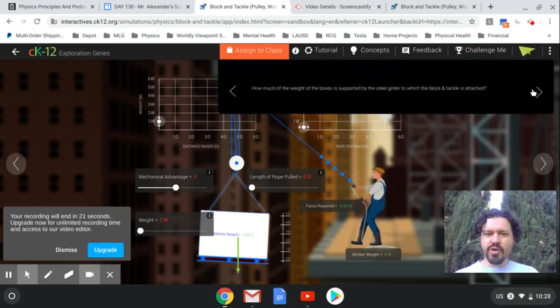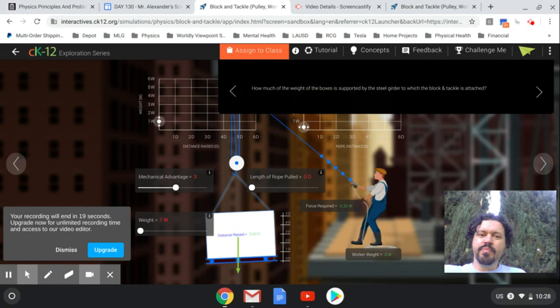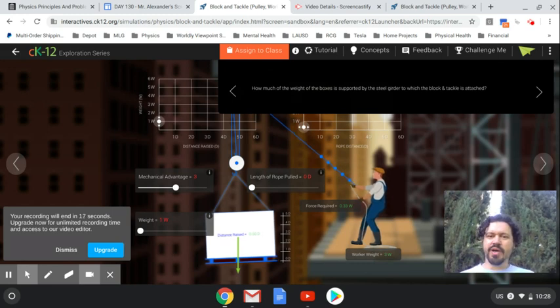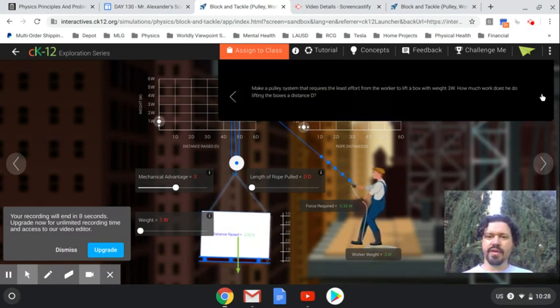So that's the part about rope. How much of the weight of the boxes is supported by the steel girder to which the block and tackle is attached? All of it. It's carrying all the weight. No magic there. And the least effort would be more of these pulleys.